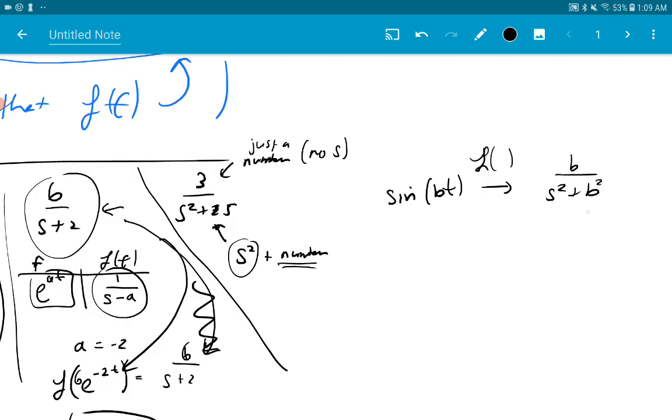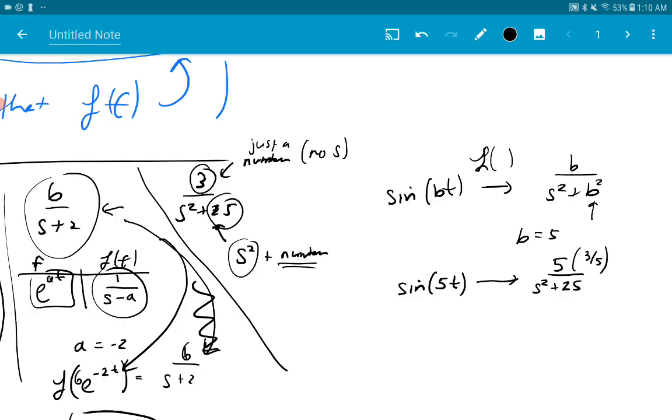Okay, so what does b have to be here? We look at this term here, b squared, so it would be the square root of this. So here, b must be 5. So we're looking at the function sine of 5t. And sine of 5t, we know, goes to 5 over s squared plus 25. We have 3 on top, so how do we fix it? We're going to have to adjust it, right? What do we have to multiply 5 by to make it 3? I think you're going to have to put a 3/5 next to it to kill off the 5 and leave it with a 3. So I need a 3/5 here.